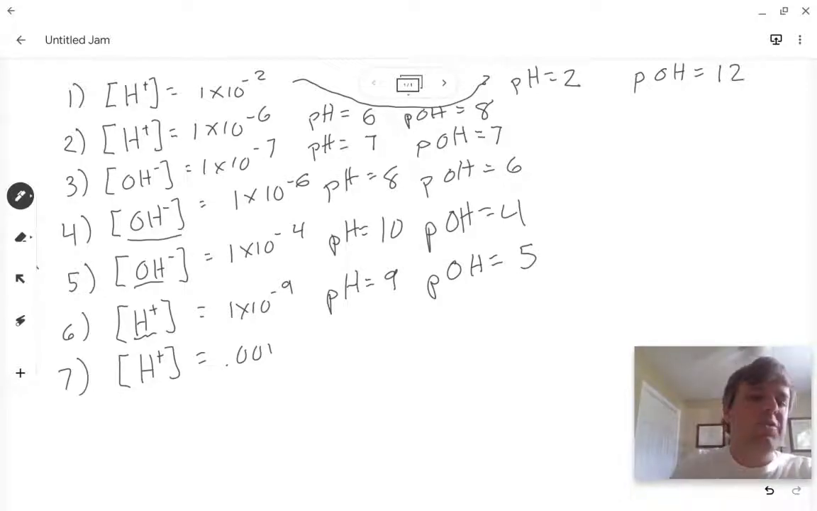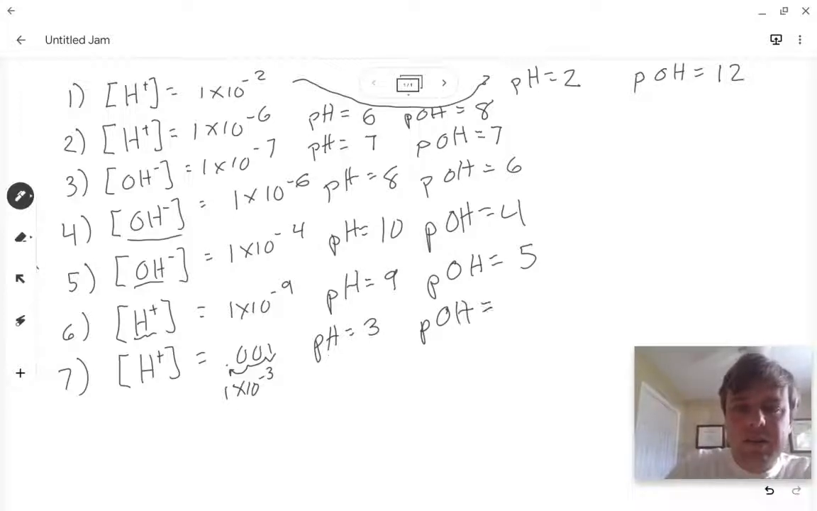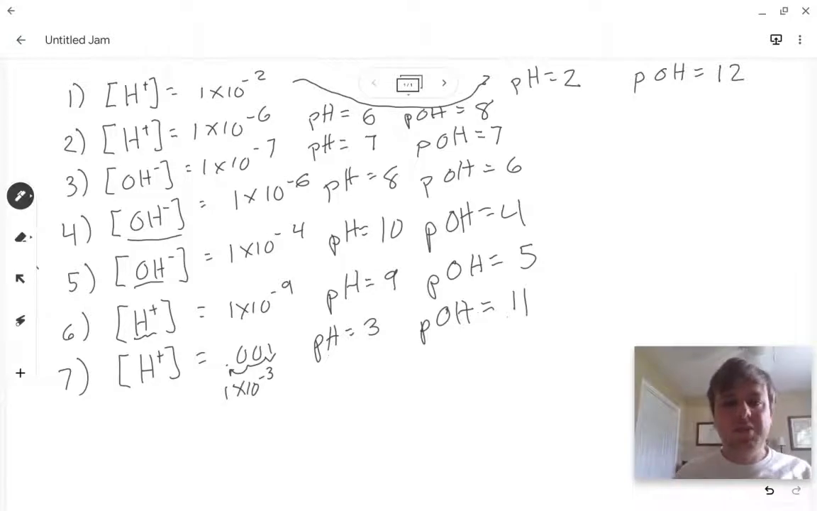And then number 7 is a bit tricky. I just want to show this to you so you kind of understand this. 0.001, if you write this in scientific notation, would be written as 1 times 10 to the negative third, because you move the decimal point 1, 2, 3 spaces to the left. So your pH is 3, and the pOH is 11, because 3 plus 11 is 14.